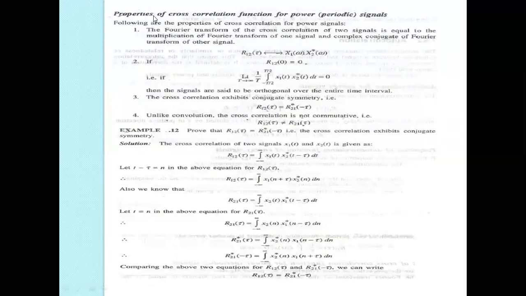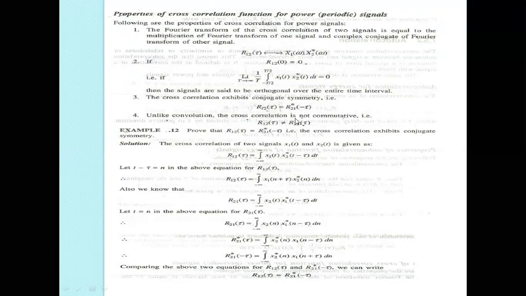So the first one is the same thing what we have: Fourier transformation, X1 of omega and X2 star of omega, and tau is equal to 0. The cross correlation R12 of tau is also 0. That is the limit as T tends to infinity of 1 by T, the integral over T. And the third property is also similar: R12 of tau is equal to R21 star of minus tau.